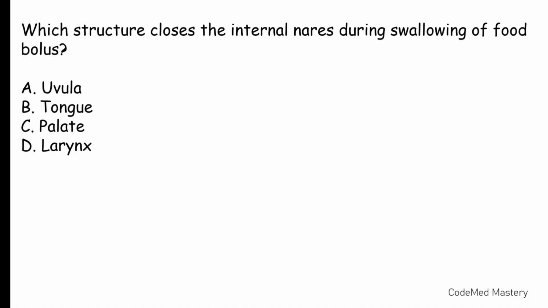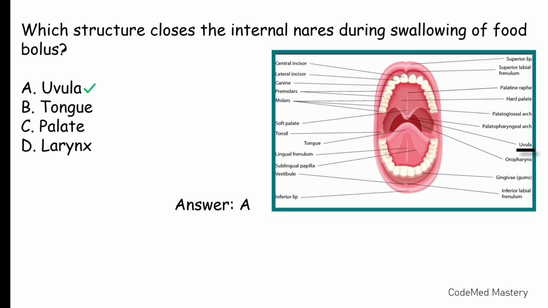Next question. Which structure closes the internal nares during swallowing of food bolus? Option A, uvula. Option B, tongue. Option C, palate. Option D, larynx. And the right answer is option A, uvula. During swallowing, the uvula and soft palate move upwards to close off the nasal passage, preventing food from entering the nasal cavity. This action ensures that the food bolus is directed towards the esophagus.